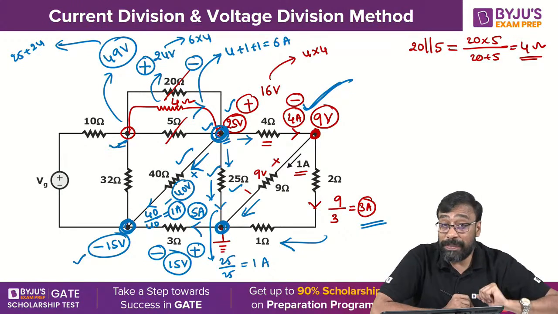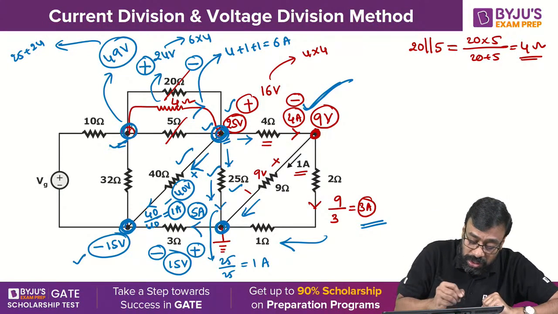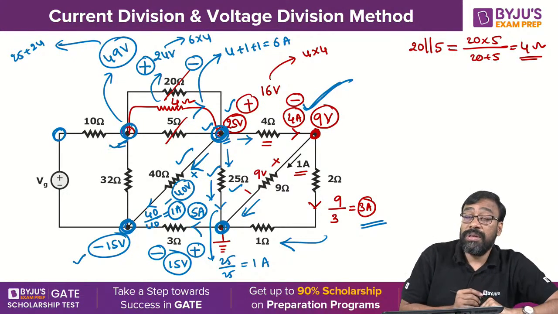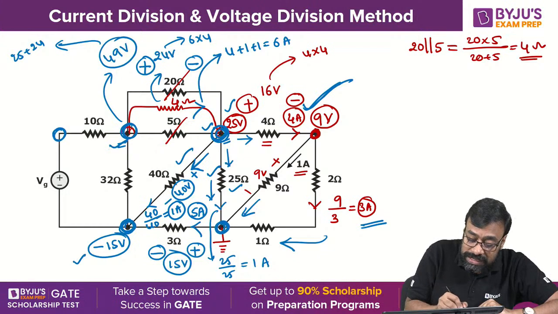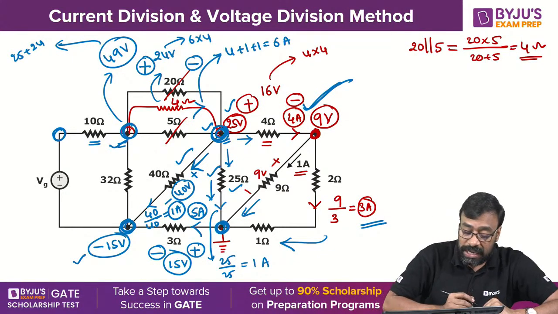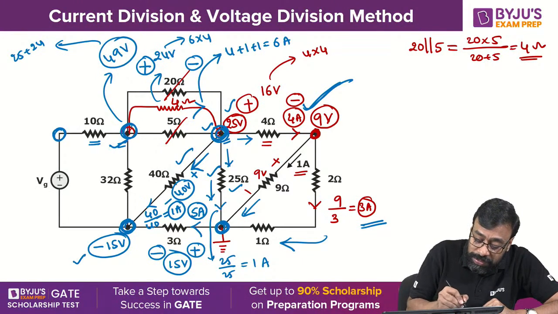Now, one more step ahead. You know the voltage at this node. You need to know the voltage at this node. That's it. Simple. For that, you jump. For that, you must know the voltage across this 10 ohm. For that, you require the current flowing through 10 ohm. Yes or no? Okay. So, what is the current flowing through 10 ohm? Tell me here.